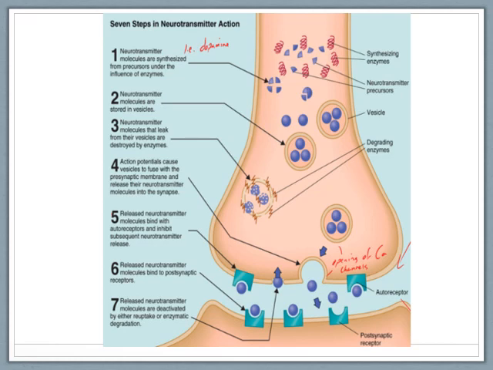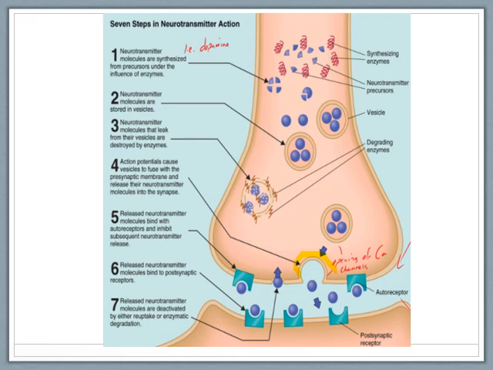So neurotransmitter molecules are stored in these vesicles, which we should all understand that concept at this point. Neurotransmitter molecules that leak from their vesicles are destroyed by enzymes. Action potential causes the vesicles to fuse with a presynaptic membrane and release their neurotransmitter molecules in the synapse. So as you can see here, this is that fusing of the cell.